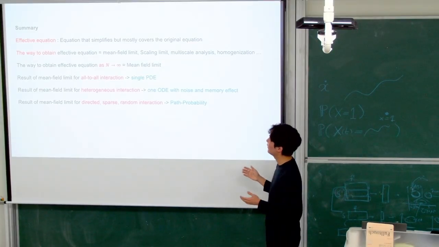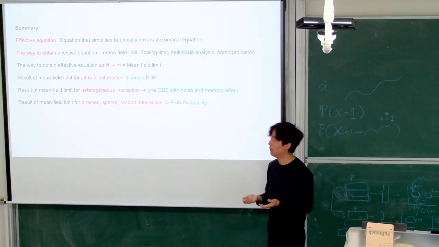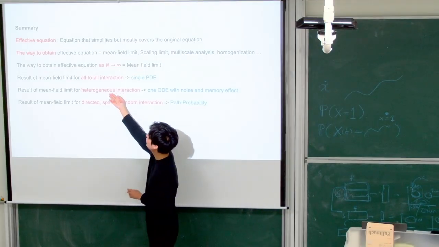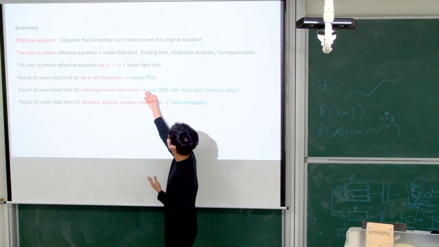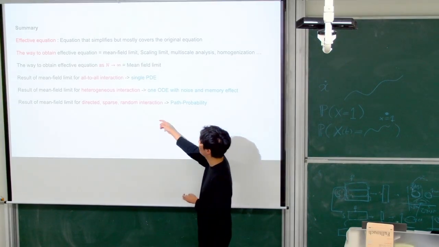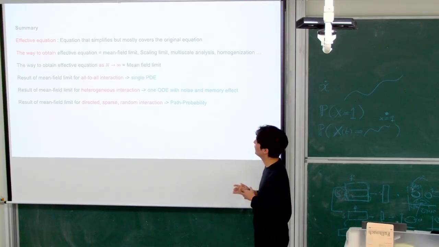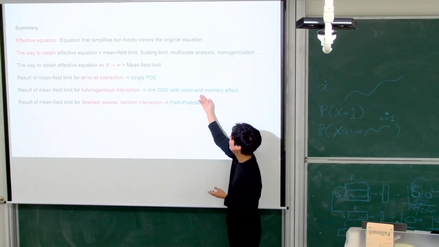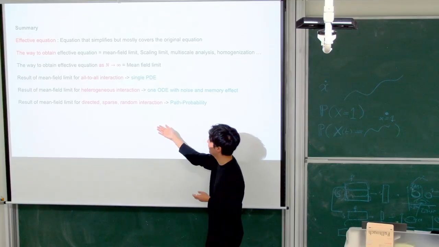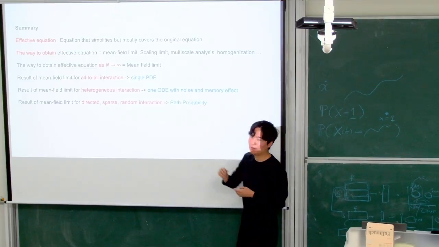I have to say that if n is small, it is meaningless to take the infinity. It is for large n. And for the orbital interaction, traditionally, we have a single PDE, for probability measures, distributions. And if you have some heterogeneous interaction, you obtain some random ODE, single ODE. Finally, in this context and in this text article, you have a path probability instead of a single equation.